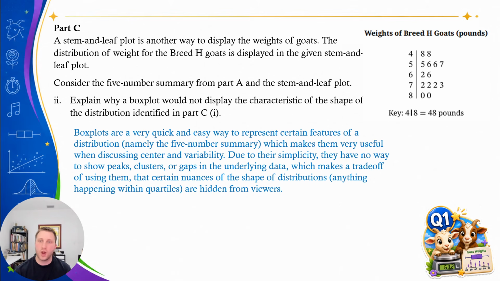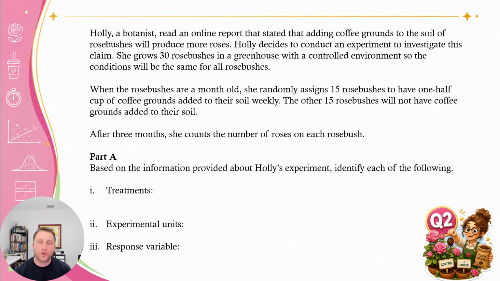And that's question 1. On to question 2, which was a description of an experiment. So this is coming from Unit 3 of the course. We're learning about Holly, a botanist, who read an online report that stated that adding coffee grounds to the soil of rose bushes will produce more roses. Holly decides to conduct an experiment to investigate this claim, and she grows 30 rose bushes in a greenhouse with a controlled environment, so the conditions are the same for all rose bushes.